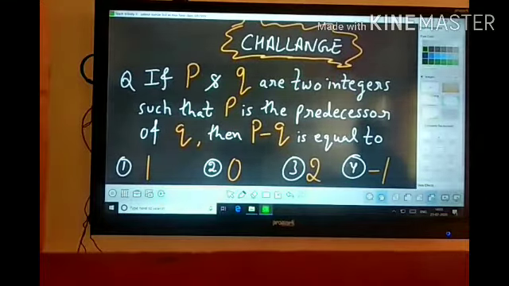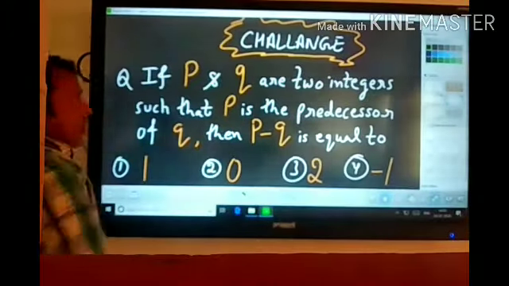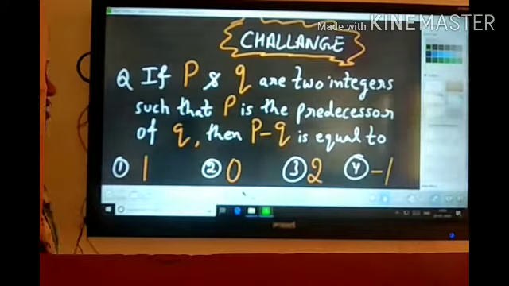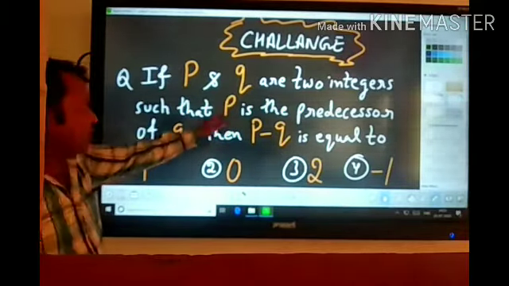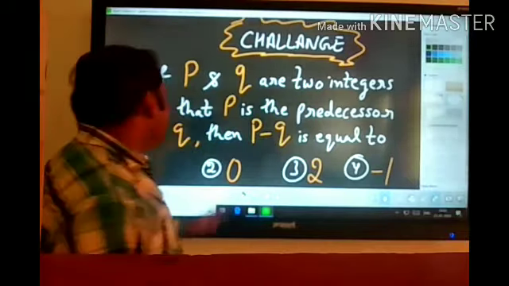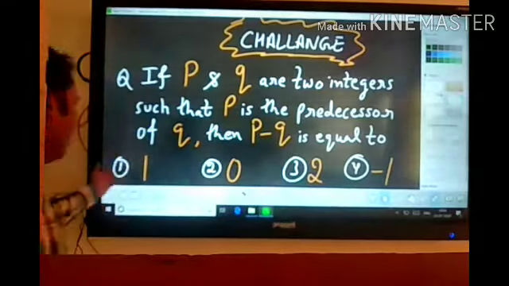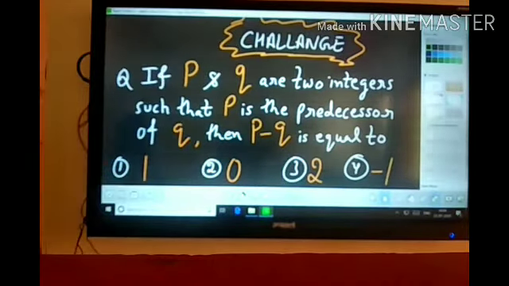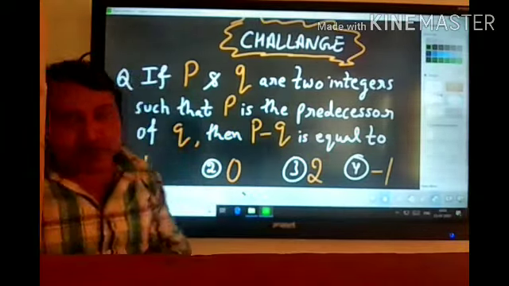Next one is the challenge part. In this challenge part, the statement is: if P and Q are two integers such that P is the predecessor of Q, then P minus Q is equal to the given options. The options given are 1, 0, 2, and minus 1.